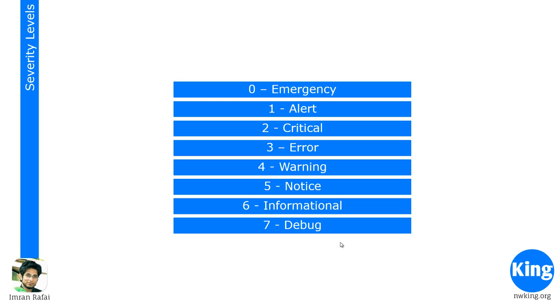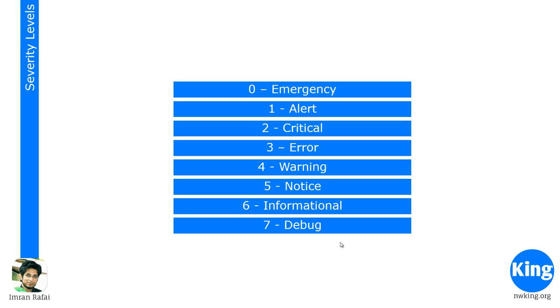Level 5 is notice. If you remember, when there's a link state change, when you shut down and when you do no shut, that is 5. That's notice. It's giving you notice of things that are happening in the system. Level 6 is informational. It's going to be giving information regarding different things that are happening. And 7 is debug. If you have enabled debug messages to pop up, all those are going to be your level 7, which is the lowest. Basically debug is used for testing purposes.